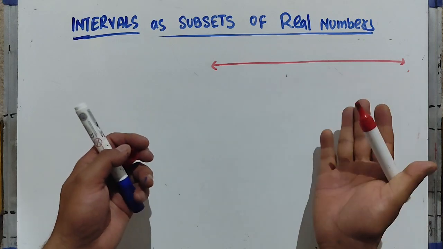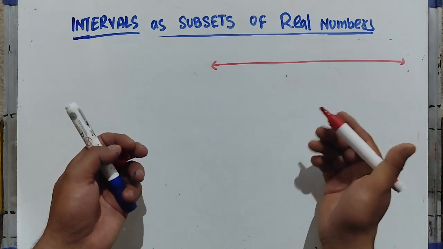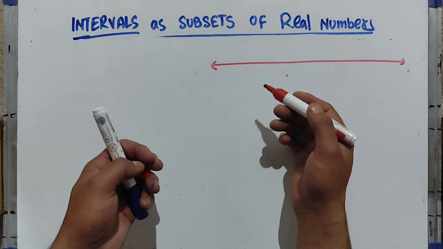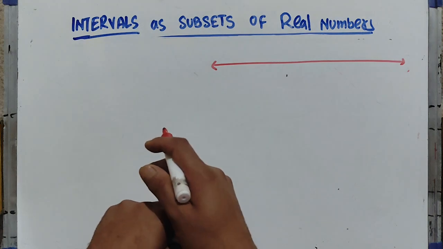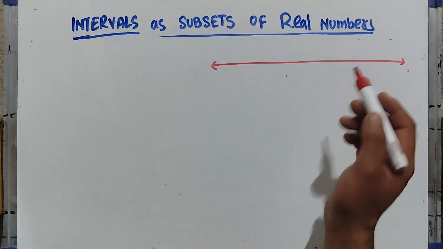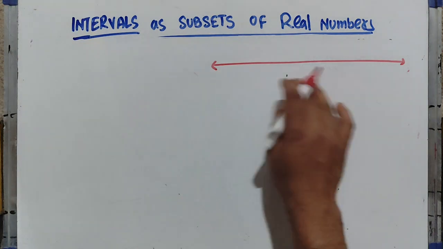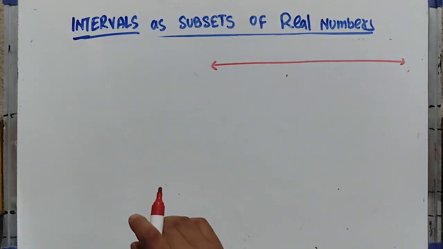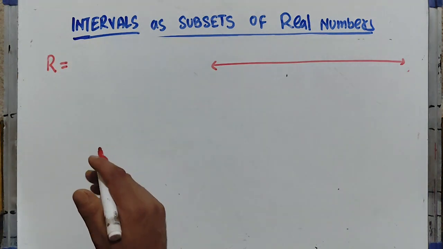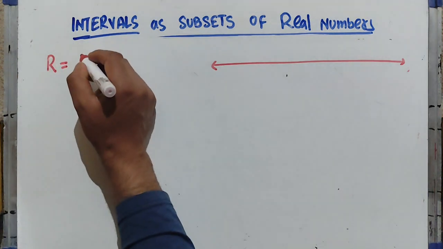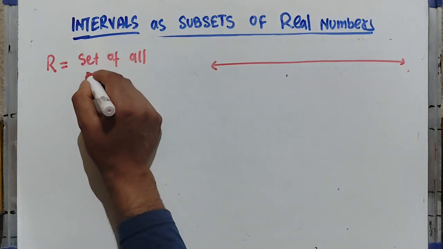The set of all real numbers is a complete, unbroken number line. It includes all numbers, whether positive, negative, integers, rational numbers, irrational numbers, fractions, decimals. Let us suppose this denotes the real numbers. Real numbers, let us denote it as the set of all real numbers.